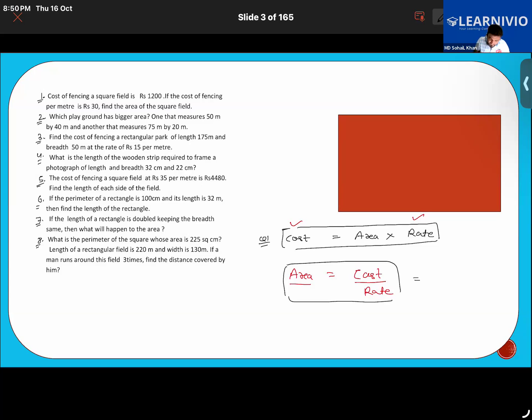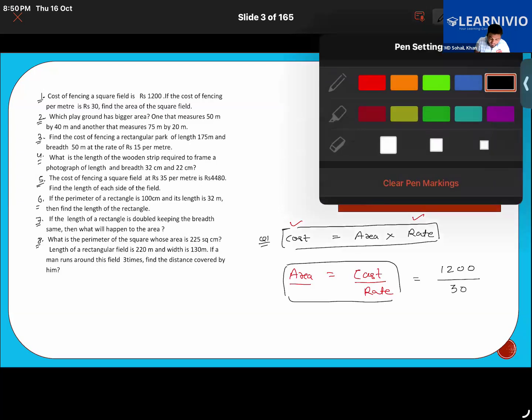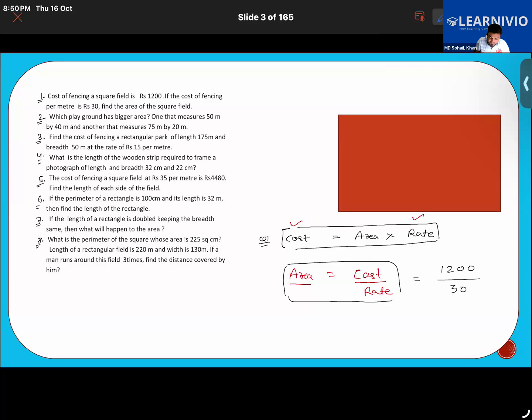Okay, see here. How much is the cost? Cost is 1,200. Rate is 30. Now to make things simple, you can cancel the same number of zeros in the numerator and denominator. They both have one zero in common, so this zero cancels. Now it is reduced to 120 upon 3. So you divide 120 by 3 and you'll get 40. So it will be 40 square units. How are you getting 30?